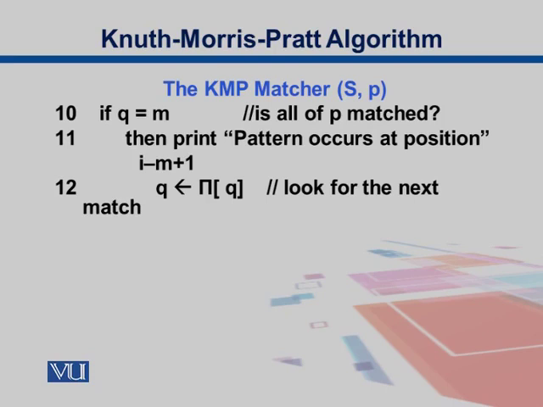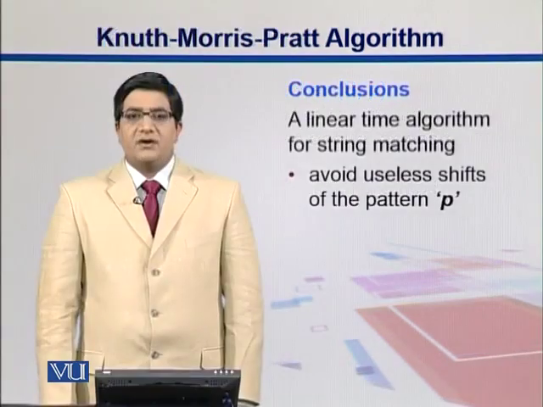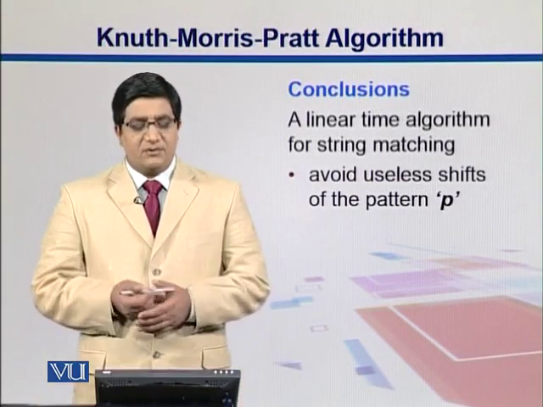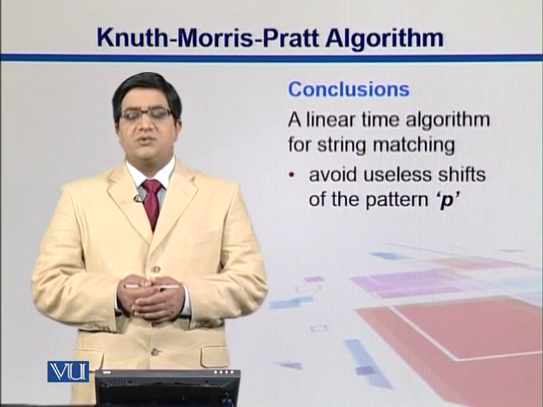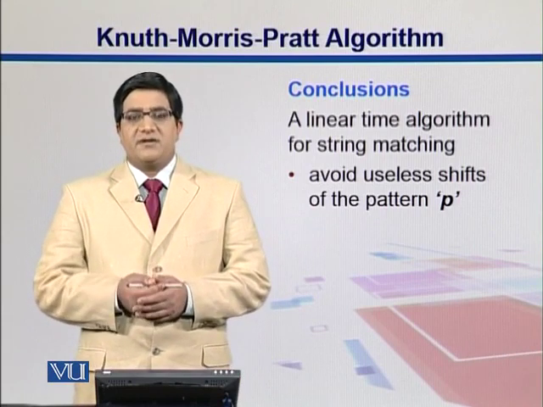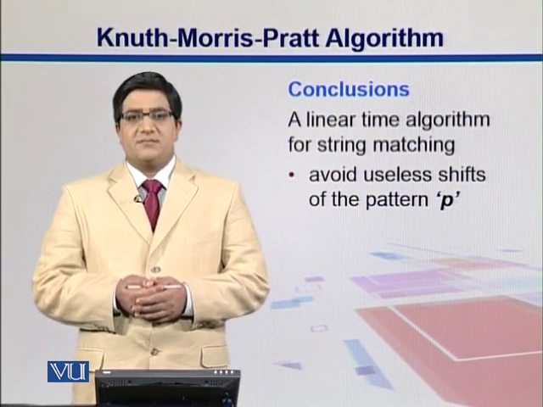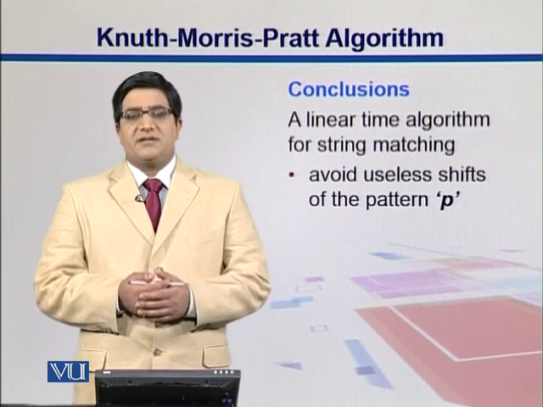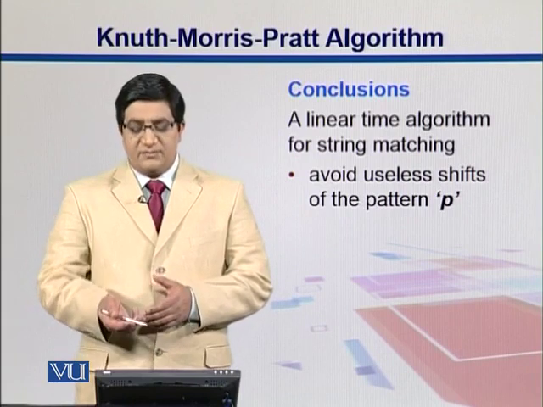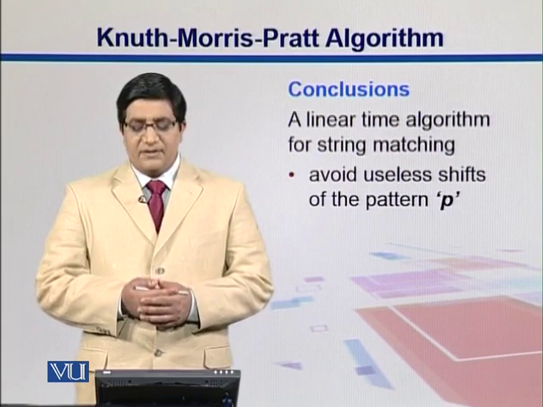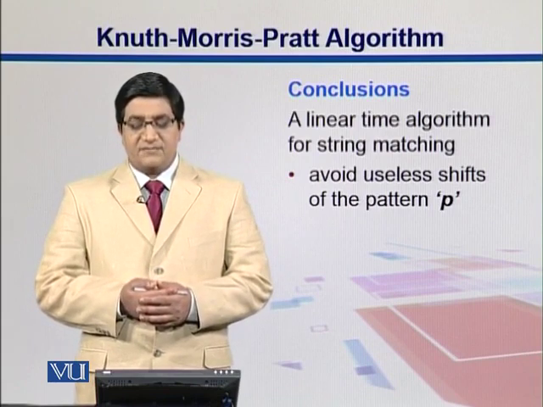So let's look into the next sections, guys. In this section, we have taken just a general idea about how KMP works. There are two sub-algorithms. One is where we find a prefix function that helps us avoid backtracking and saves our time. Because of that, it is a linear time algorithm, and it avoids useless shifts of pattern P.